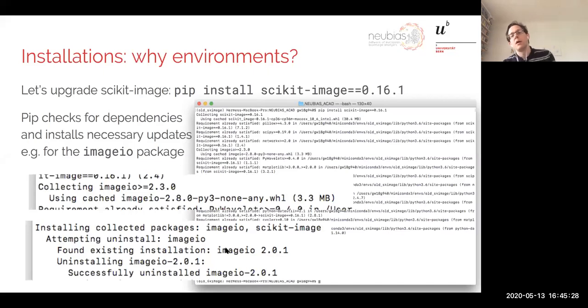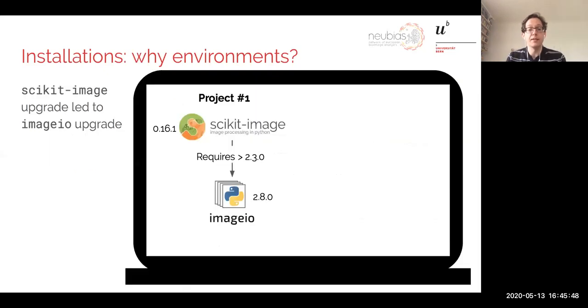You can use scikit-image. You can use that function because you have a new version of scikit-image. But the collateral effect is that you also updated other packages, right? And what happens a lot of the time is the following. So now you're happy, you have scikit-image, and this required this package. So you have an updated version of scikit-image.